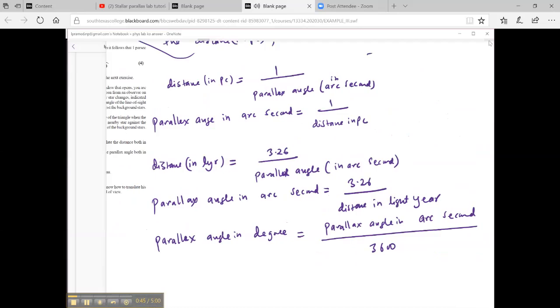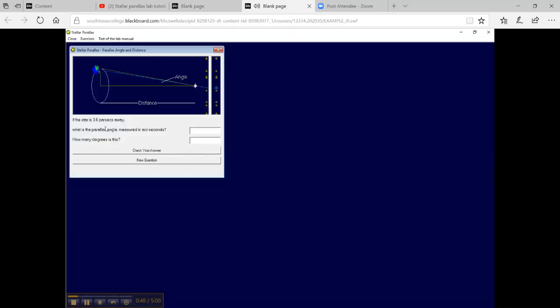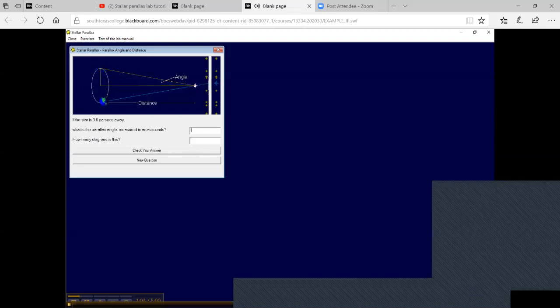So again, parallax angle in arcsecond should be equal to 1 over distance in parsec. Let's get back to the problem. So this is the 3.6. You can simply divide 1 by 3.6. That should be your answer in arcsecond: 0.27777. Let me just keep it that way.